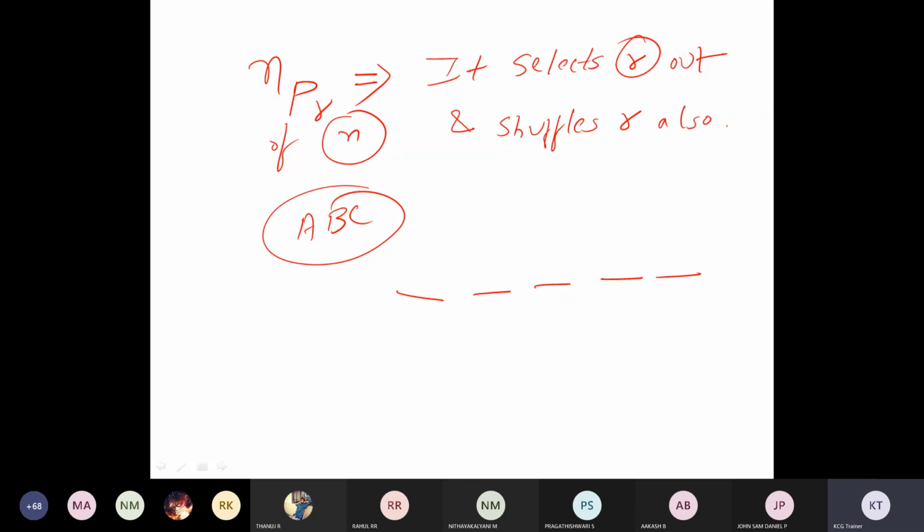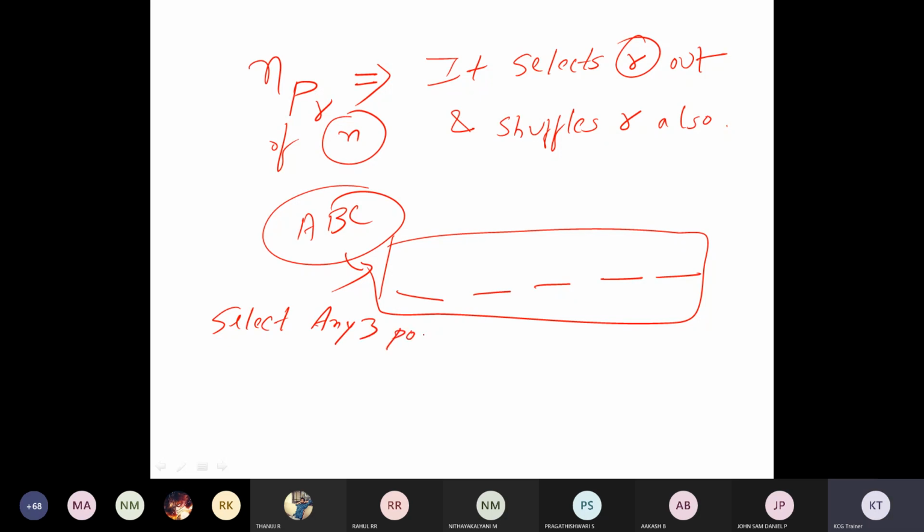Whenever the positions are more, but the number of people to occupy them is less, after occupying, some positions will be left vacant. In that case, what do you have to do? First of all, we have to select any 3 positions out of 5. How to select? 5C3.